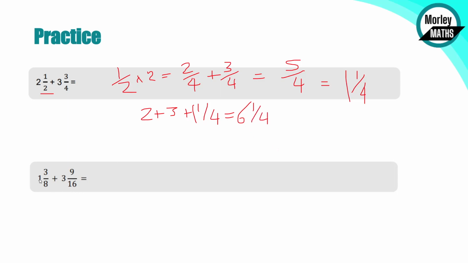Now let's have a look at this next one then. So 1 3/8 plus 3 9/16. So again here we can just double that to turn it into 6/16 plus our 9/16. So we're dealing with the fractions first. So 6 plus 9 is 15. And we've got out of 16. So it's still out of 16. So now we can add the whole numbers on. So plus 1 plus 3 equals 4. So we've got the whole number of 4 plus our fraction of 15 out of 16. And that's it for that one.